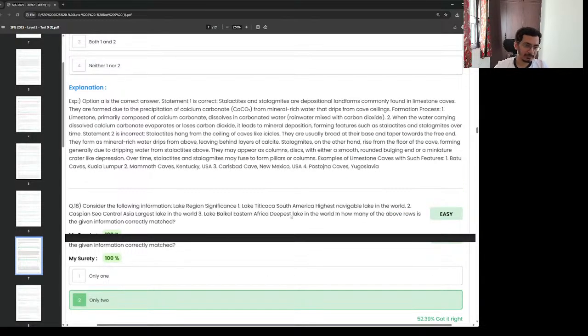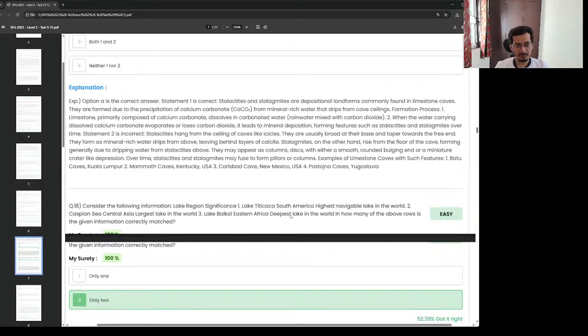Formed due to precipitation of calcium carbonate from mineral rich water. Calcium carbonate is the mineral deposition that we know. Then, lake significance and region.